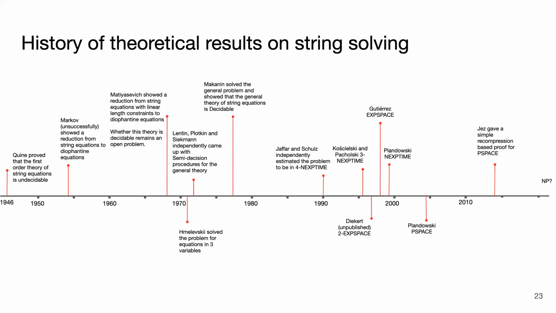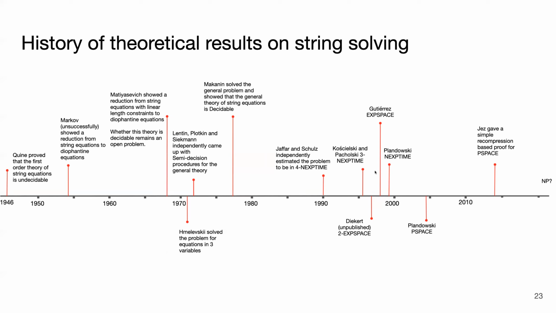So the problem has been studied for a long time. In 1946, Quine first proved that the first order theory of string equations is equivalent to that of first order arithmetic and hence is undecidable. And then in the early 1970s, there were some semi-decision procedures that could find a solution if there was one, but could go into an infinite loop if there was no solution. In 1977, Makanin first solved the general problem of string equations and proved that it is decidable, and also gave an algorithm to solve it.